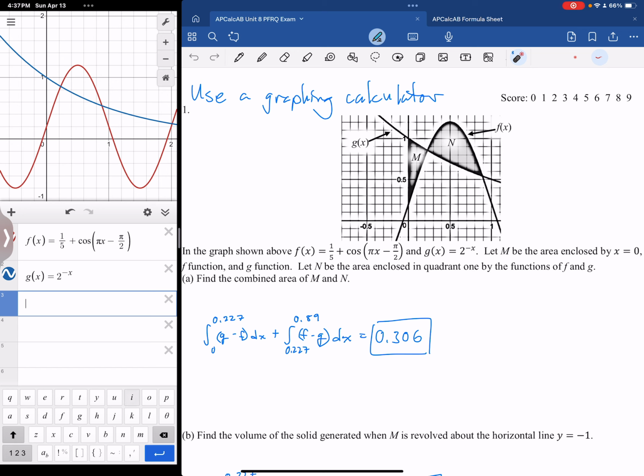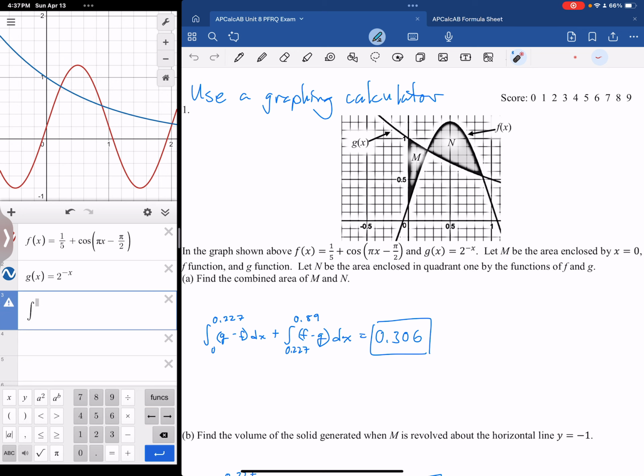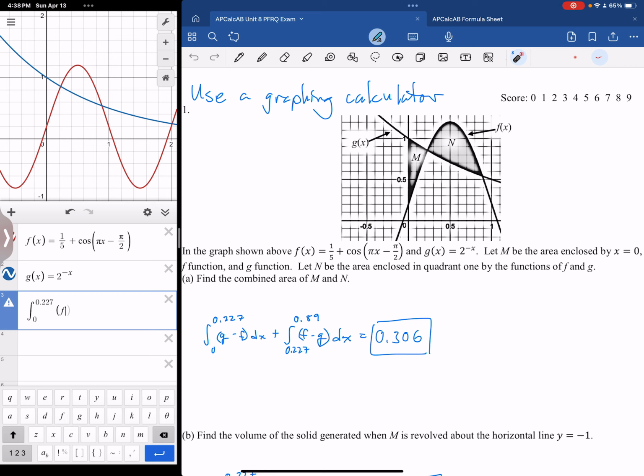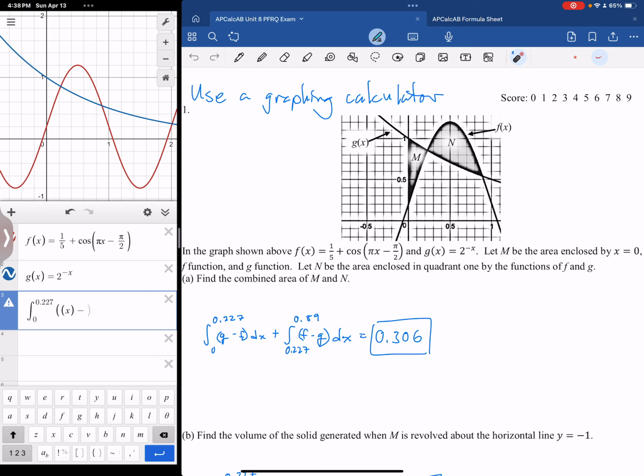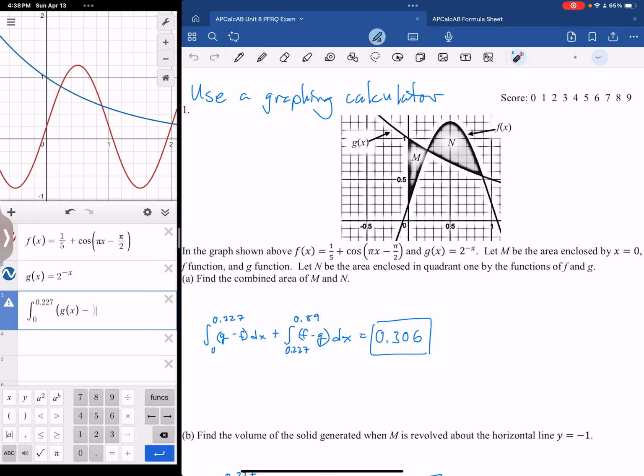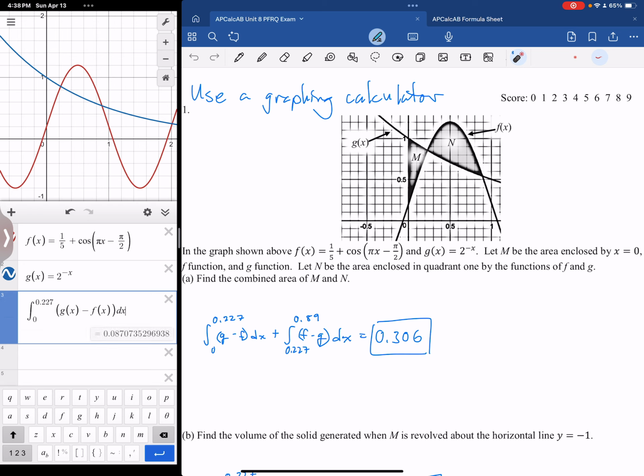I'm going to go int for integral, and then I'll be able to type in 0, right arrow, 0.227, and then inside the integrand, Desmos is really picky about this. You must put parentheses around your integrand. So I'm going to say f, and make sure you put your of x. Man, Desmos is so picky. Oh, it's not f, dang it. It's supposed to be g. So g, and then we have f, close the integrand, and then I would put dx to get my answer.